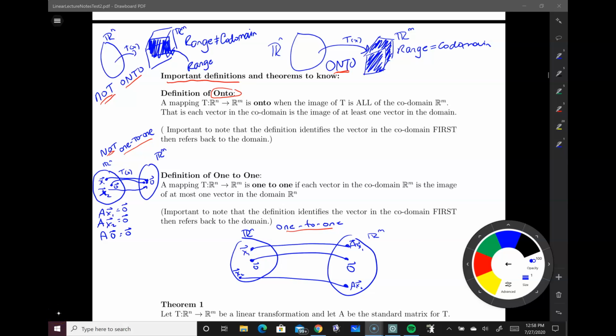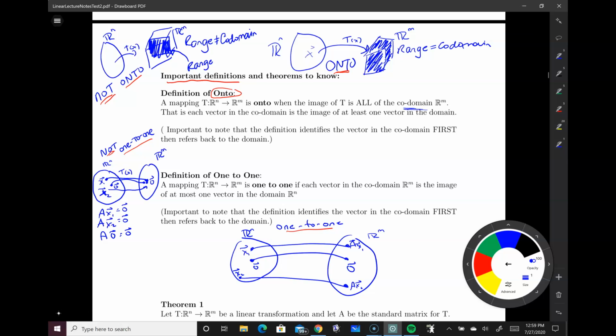All right, so these are really important definitions I need you to know. So let's first look at the definition of onto. I've drawn a picture of not onto and a picture of onto. When a mapping, a transformation, which is just the matrix multiplication, is onto, all of the codomain is the range. That means everything in the codomain gets hit from different vectors in the domain. So everything over here has an x that goes to it. Let me say that again.